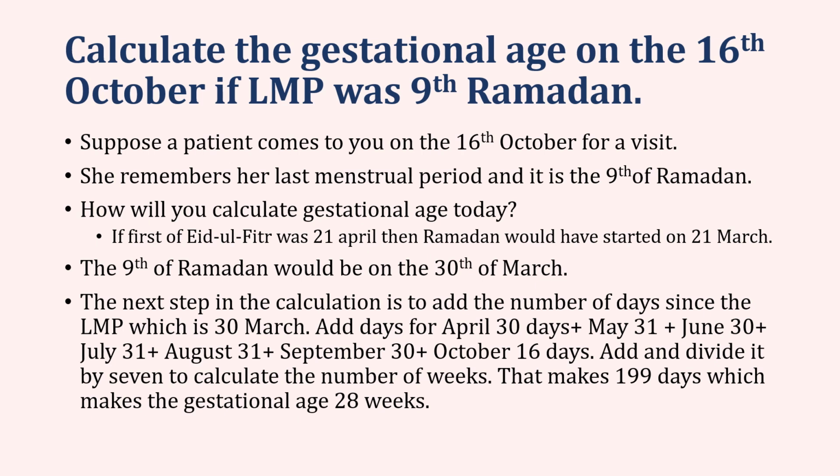gestational age today? If the 1st of Eid al-Fitr was the 21st of April, then Ramadan would have started on the 21st of March. So the 9th of Ramadan would be on the 30th of March. The next step in the calculation is to add the number of days since the last menstrual period, which was the 30th of March. So add the days for April, 30 days, May, 31 days, June, 30 days, July, 31 days, August, 31 days, September, 30 days, and October, 16 days. If we add all these numbers, we get the figure 199, which then divided by 7 is 28 weeks. So the patient is 28 weeks today.